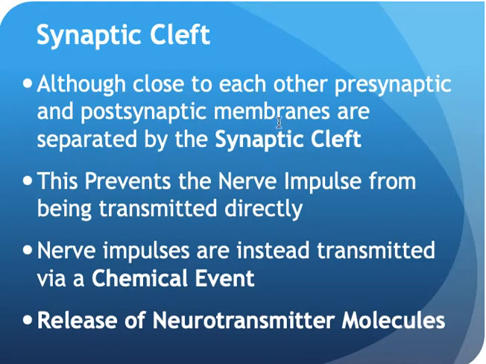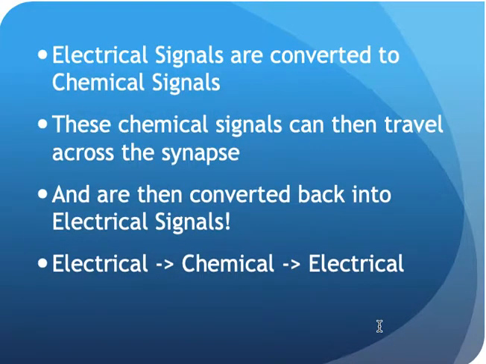Okay, so although close to each other, presynaptic and postsynaptic membranes are separated by the synaptic cleft. And again, this is preventing the nerve impulse from being transmitted directly. So again, it's just another level of control that my body has. So nerve impulses are instead transmitted via this chemical event, this release of those neurotransmitters. Okay, so electrical signals are converted to chemical signals.